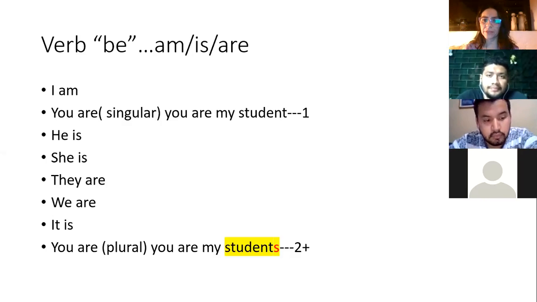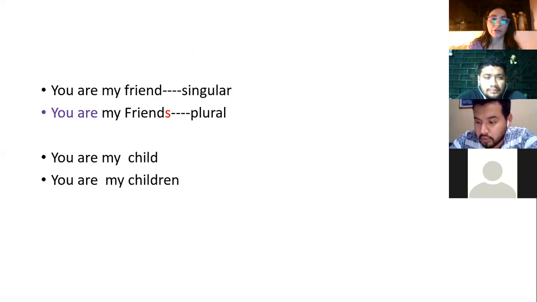Yeah? Yes, teacher. Okay, very good. So remember that every time you talk about I, you have to conjugate it with am. He, she, and it, you have to conjugate it with is. And you, they, and we with are, okay? Always. Eso no va a cambiar nunca, okay? Very good. So here's an example, guys.